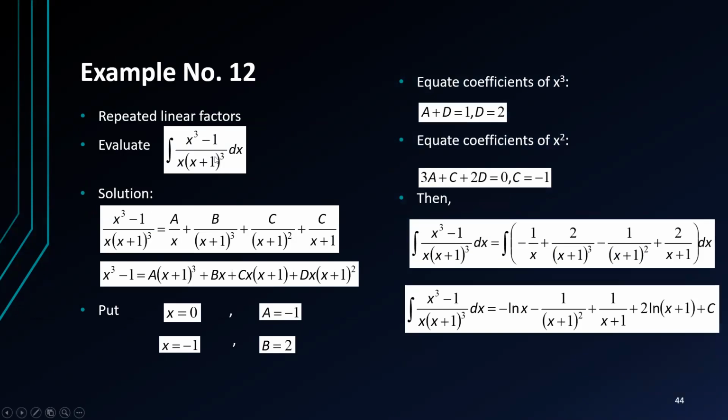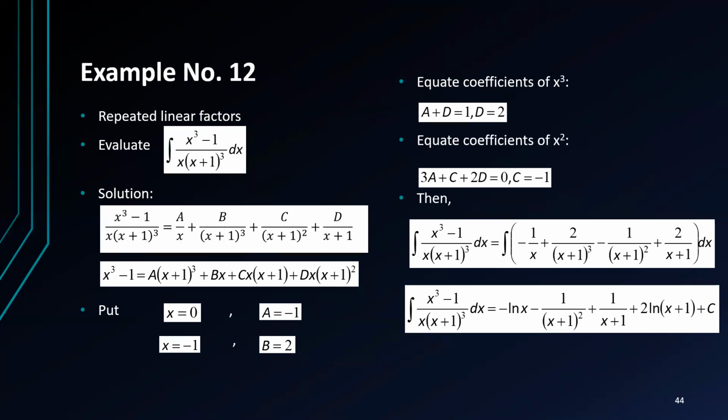So, ito yung partial fraction natin. x cubed minus 1 over x plus 1 cubed is equal to a over x plus b over x plus 1 cubed. Yung unang niya. Then, c over x plus 1 squared. So, plus d over x plus 1. Okay. Ayan. Letter D na.